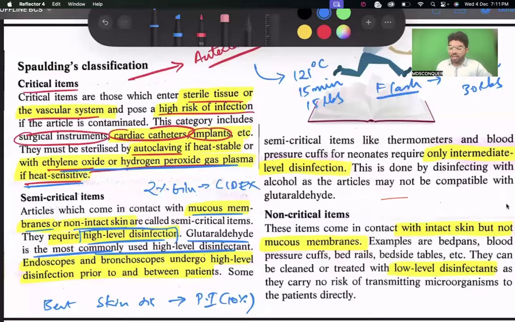The next one, non-critical instruments, which come in contact with the intact skin, but not the mucous membrane. Examples are bed pans, blood pressure cuffs, and everything; all these are going to come under low level disinfection. Okay, so I hope this is very, very clear.